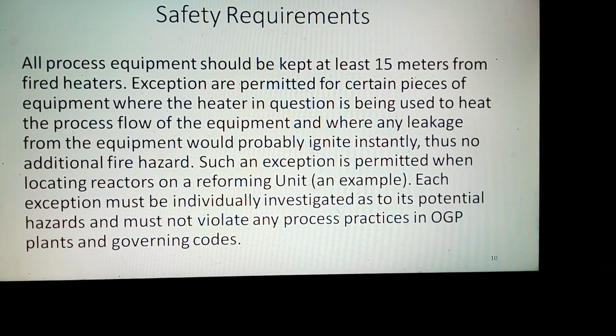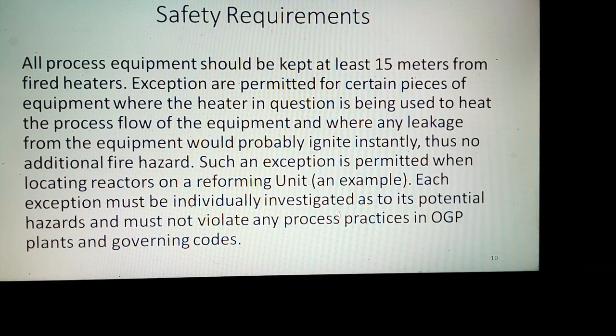Safety requirements. All process equipment should be kept at least 15 meters from fired heaters. Exceptions are permitted for certain pieces of equipment where the heater in question is being used to heat the process flow of the equipment and where any leakage from the equipment would probably ignite instantly, thus posing no additional fire hazard. Such an exception is permitted when locating reactors in a reforming unit, for example. Each exception must be individually investigated as to its potential hazards and must not violate any process practices in OGP plants and governing codes.